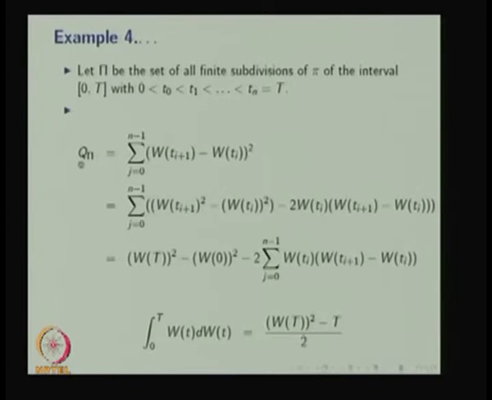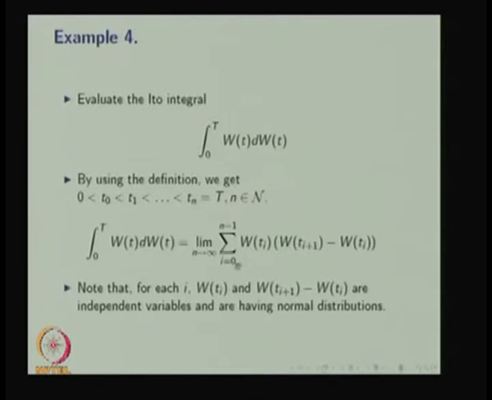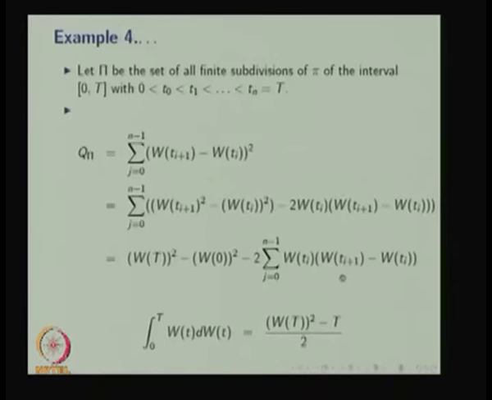But we know the result: the limit as the norm of Pi tends to 0 of Q_Pi will be capital T. That we discussed in lecture 1 when we discussed the quadratic variation of Brownian motion, where Q_Pi is defined, and as the norm of Pi tends to 0, Q_Pi will be capital T. Therefore what we want is the limit as n tends to infinity of this quantity, which is the third term in this Q_Pi. So now you apply the limit as n tends to infinity in this equation.